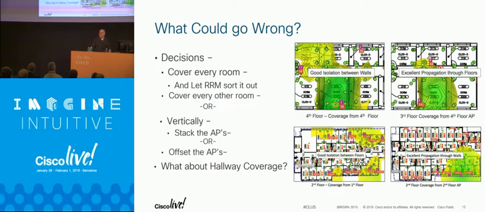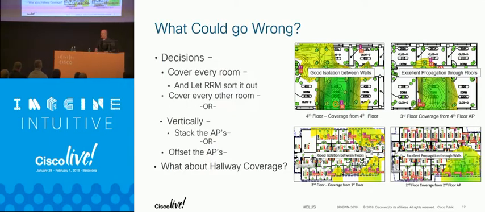Anybody here deploying large campuses? Lots of very similar buildings? Make a cookie cutter. All you have to do is replicate that pattern across it. Exact same thing. This came from a university in the US, and their dorms were all built at the same time. And they made some assumptions, and they did the spacing, and they had a pattern, and they went to implementing. And they were doing an every other room pattern. And they were stacking them. In the top one, they were going to cover every room and let RRM sort it out, or stack the APs or offset the APs.